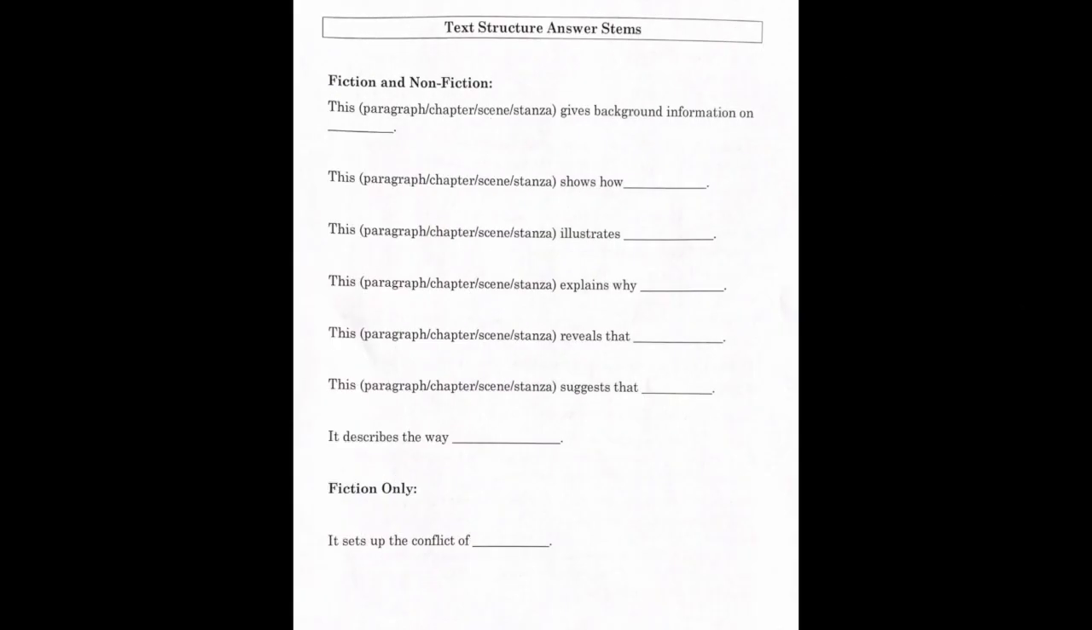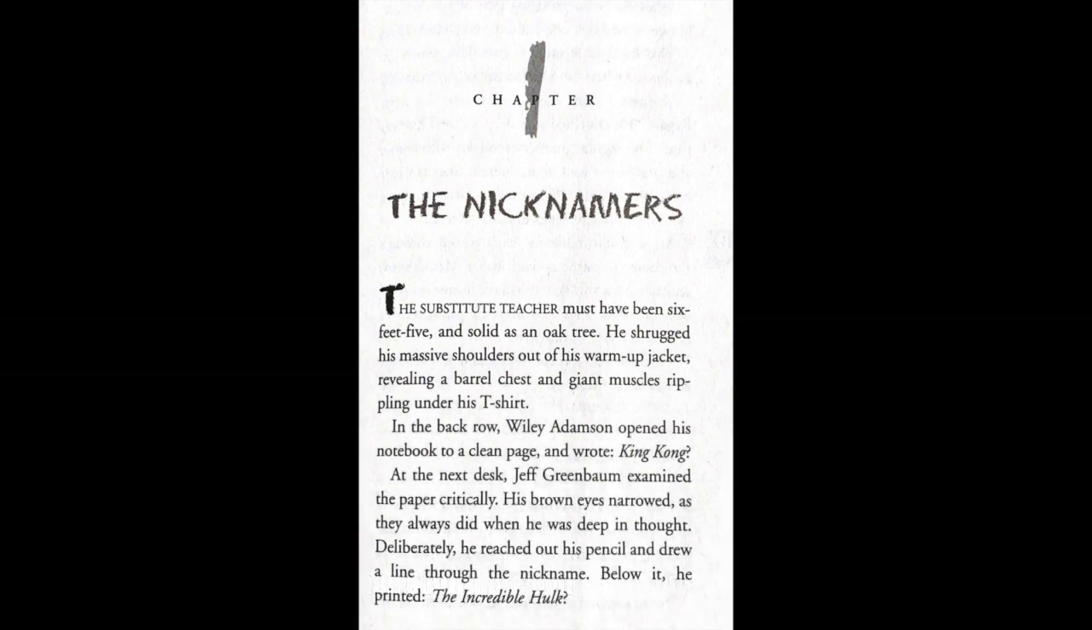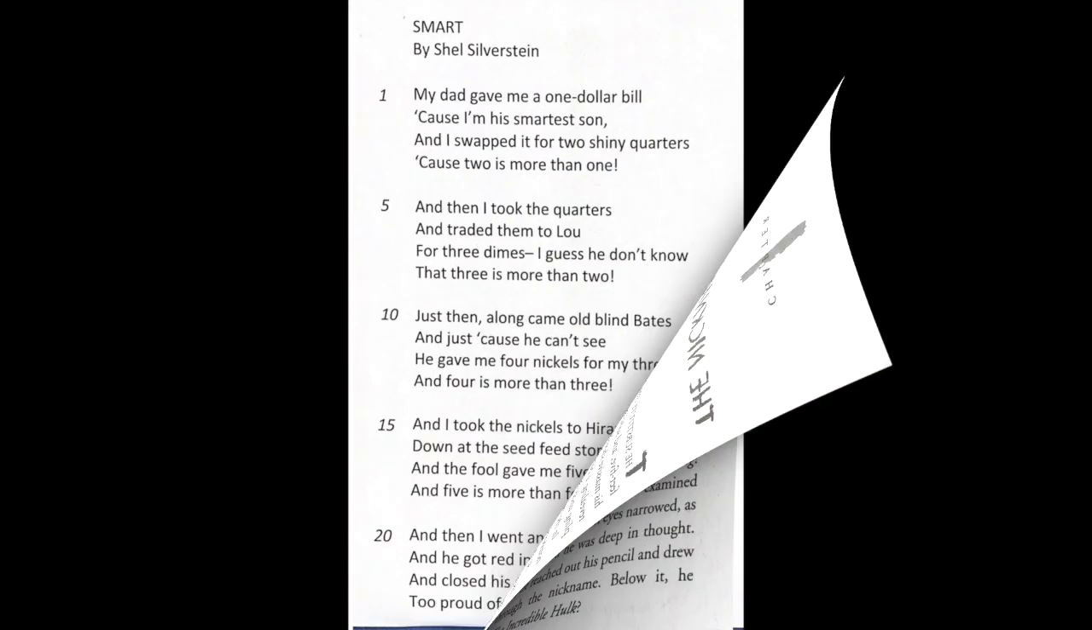All right, sometimes in order to answer these questions, it helps to know the way the test makers want you to think about structure. So I always give my students a copy of these answer stems. Take a screenshot of these answer stems and use them to answer the question about Nickname Game. All right, here's the question again. How does the first paragraph contribute to the section? Pause the video to answer it. If you said something like the paragraph reveals that the substitute teacher was a big man, which required a nickname like King Kong, you are correct.